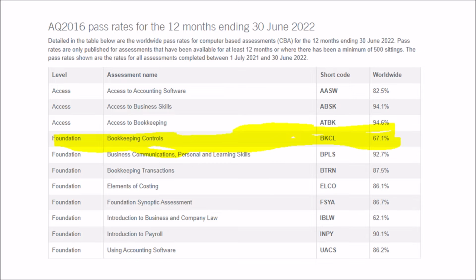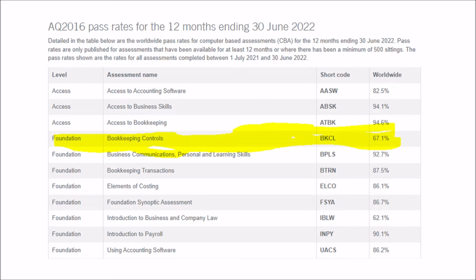But you'd be wrong, because this is the pass rate for bookkeeping controls for the last year, and it's only 67%. And this includes people who resit as well, so less than half of people pass this first time. So what's going on? Because as I said, it is genuinely a really easy unit, and this is probably the easiest unit out of all of them to get right.